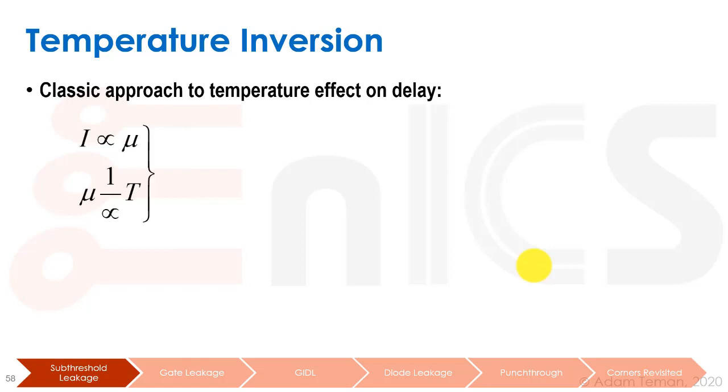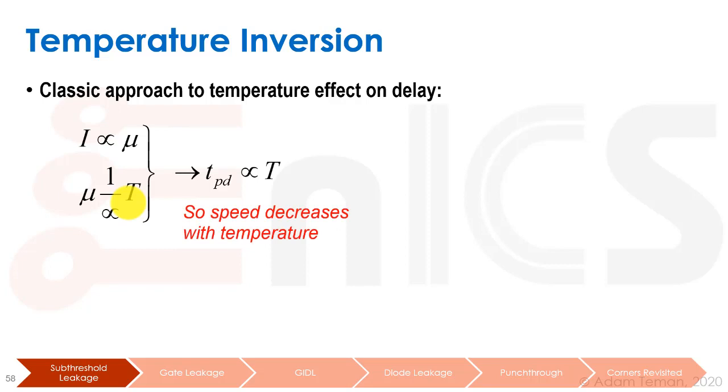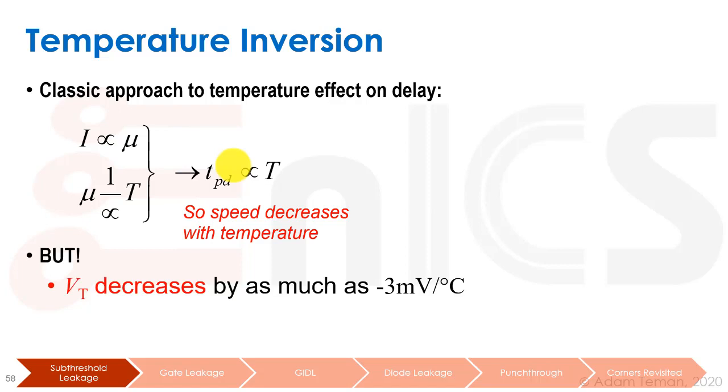So the classic approach to temperature is how it affects delay. Again, we're talking about our on current, and the current we have is proportional to the mobility, and mobility is inversely proportional to temperature. And when we do that, it means that the propagation delay is proportional to temperature. In other words, as the temperature rises, so does the propagation delay, and our speed decreases. So speed decreases with temperature. That is, again, discussing on current, not discussing our off current necessarily, but that's our traditional approach to temperature dependence of delay.